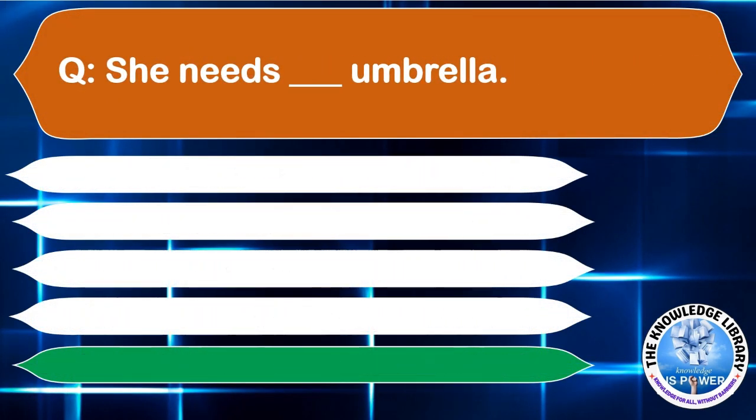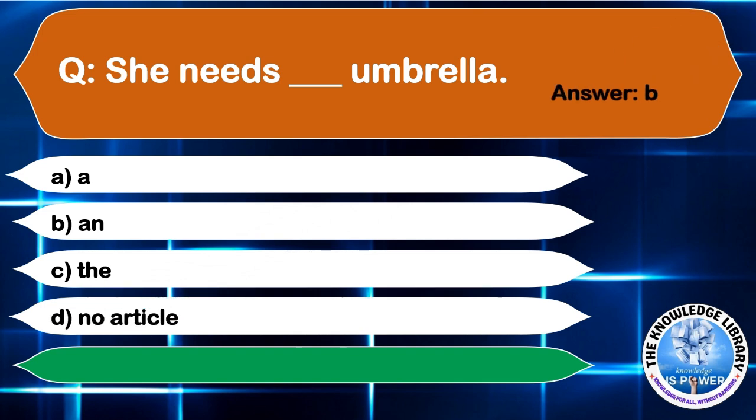She needs dash umbrella. Option A. Option B, an. Option C, the. Option D, no article. The correct answer is option B, an. Moving to the next question.